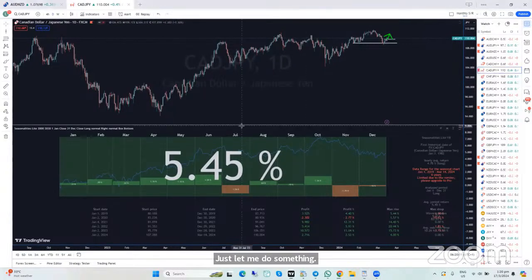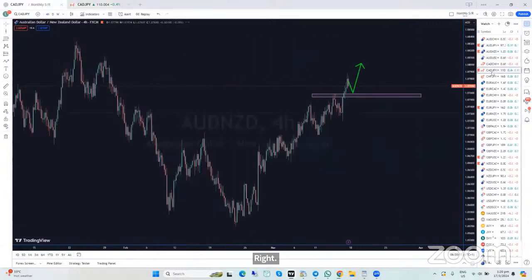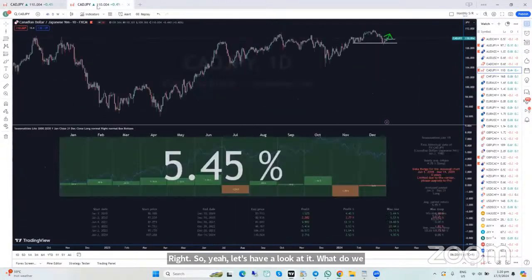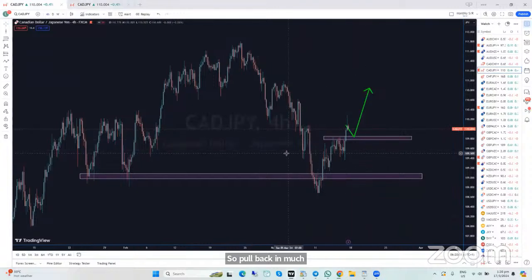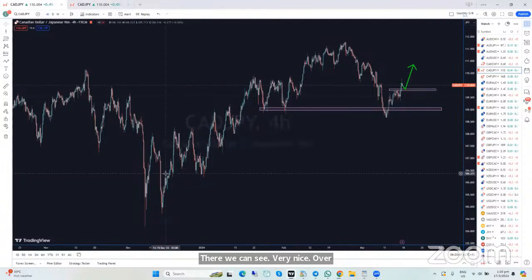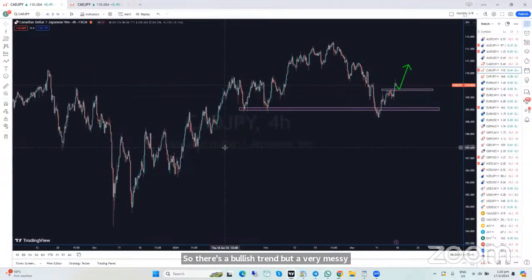Right. So CAD Yen, let's have a look at it. What do we have here? So you can see that we are supposed to be on a bullish trend. In fact, I can say that in March we would be expecting to see some pullback before it resumes its bullish trend, right? So pullback in March. There we can see, very, very nice. Overall on H4, definitely bullish, right from last year, 15th of December, it started. So this is a bullish trend, but a very messy one at that. It's not so clean and clear.